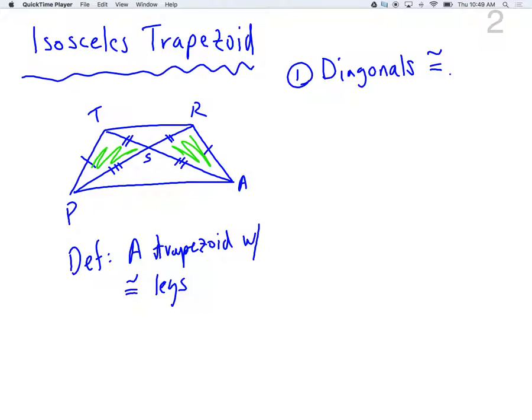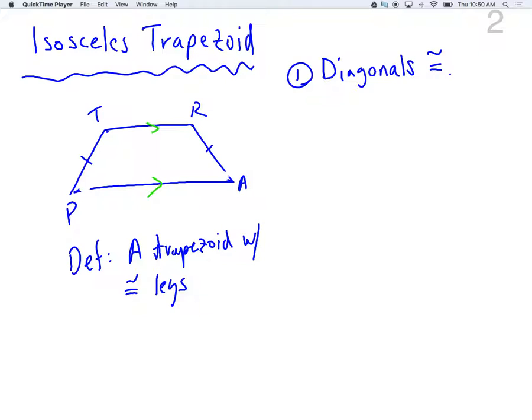Oh, we got the parallels here. We also got the supplementary angles. Let's go back to this. If I get rid of this diagonal business, we know, because it's a trapezoid, that angle R is supplementary to angle A, and angle T is supplementary to angle P. Is there any other angle relationship in there?